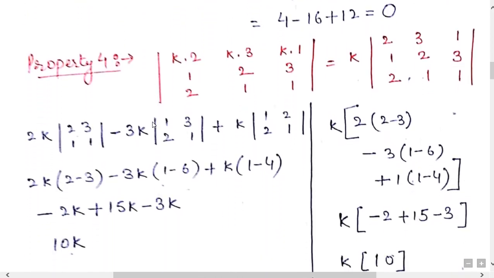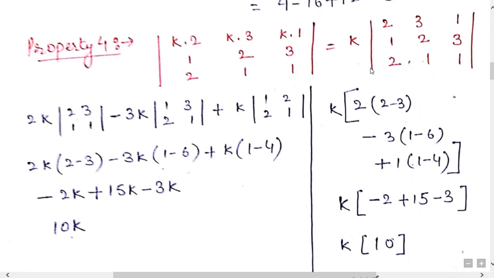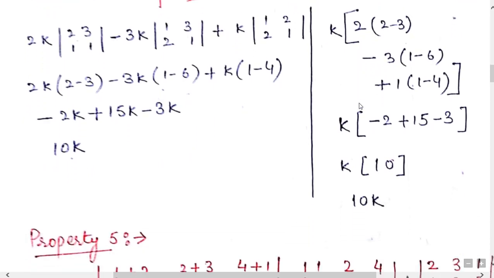Property number 4: if you multiply any scalar with any row or column, or you can write that scalar outside the matrix, the answer will remain as it is. Calculate the determinant using k inside, it's 10k. Now calculate using k outside, it's k into 10, again 10k.